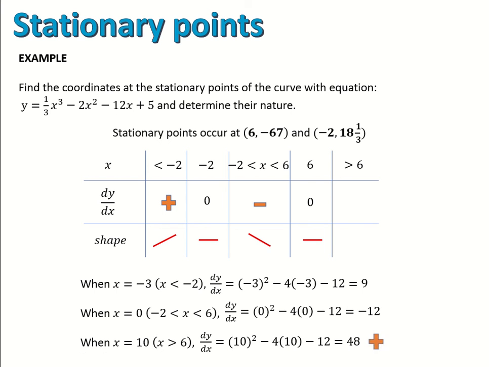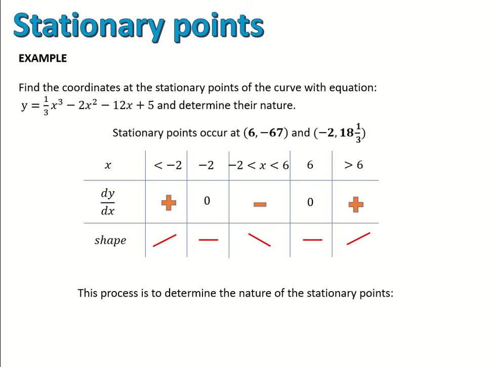I'm more interested in the fact that it's positive, which confirms what I thought: it's a minimum turning point, because if it's positive, it's going up after the point 6, which tells me this is the lowest point. It's coming down to that point and going up after that point, in which case it's a minimum turning point. So this is all just working. I've just got to write my answer now. In other words, there's a maximum turning point at -2, 18 1/3, and a minimum turning point at 6, -67.